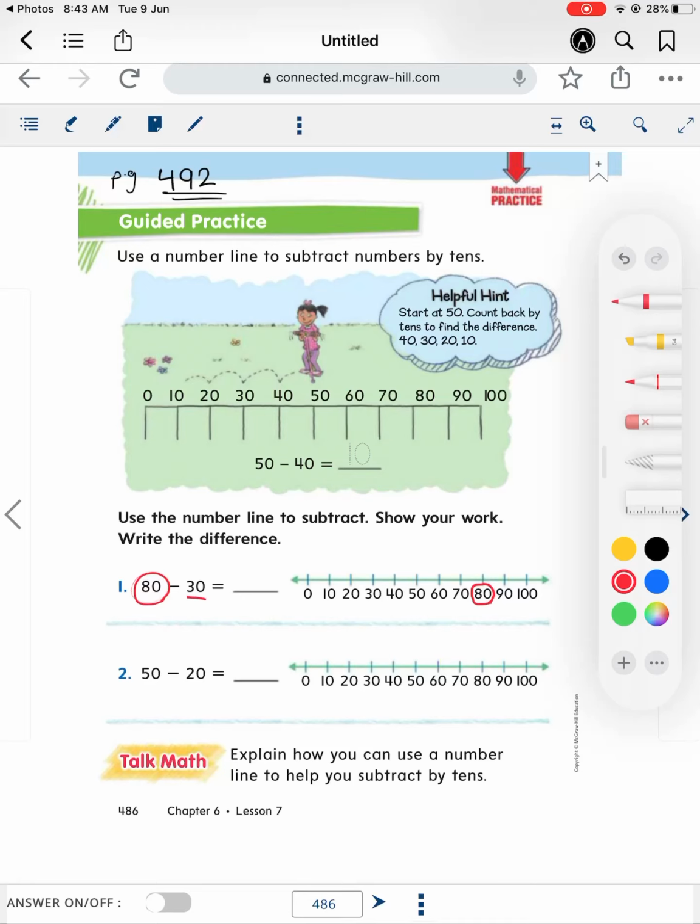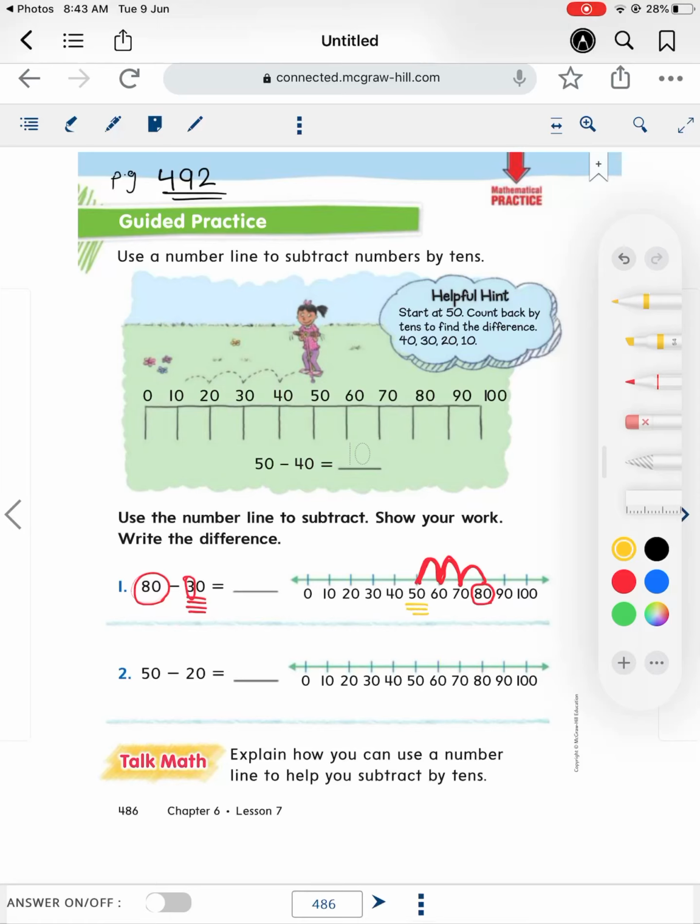That's great. We put a line under the number of jumps. How many jumps should I jump? 3 jumps. So let's jump 3 jumps. We are moving 30, so let's move back 30. 10, 20, 30. Can you see? We started with 80. We jumped 3 jumps until we reached 50. So 1 ten, 2 tens, and 3 tens, or 10, 20, 30.